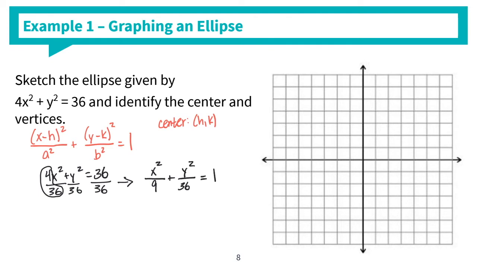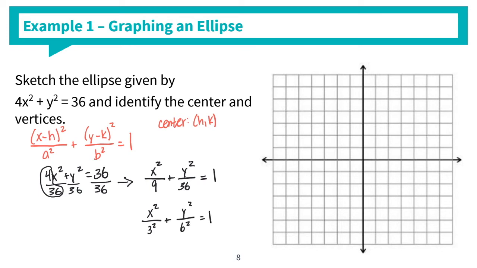Now I'm going to go even one step further, and that is I'm going to rewrite my denominators in their squared form. So instead of writing 9, I'm going to write 3 squared. And instead of writing 36, I'm going to write 6 squared.